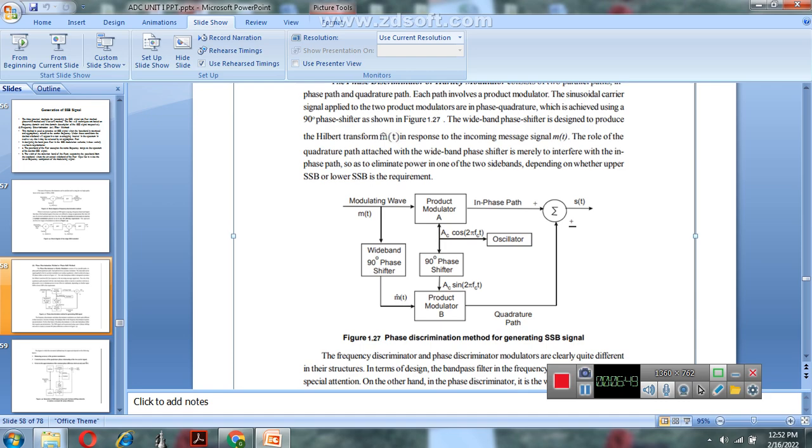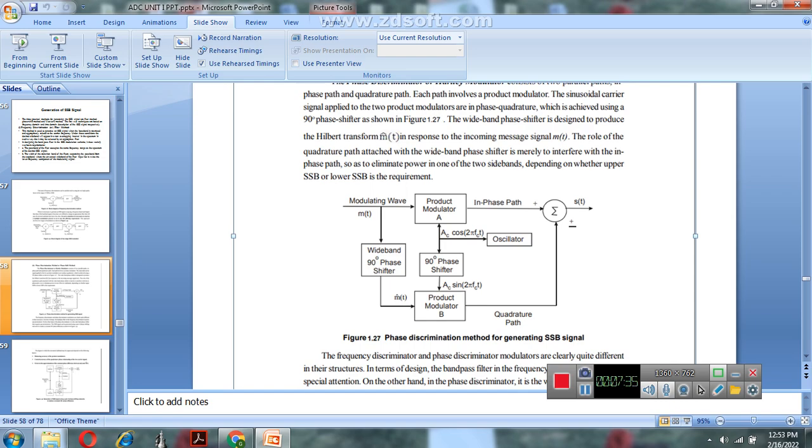So this is the phase discrimination method for generating the SSB signal. In the phase discrimination method, also called the Hartley modulator, it consists of two parallel paths, the in-phase path and the quadrature path. Each path involves a product modulator. These two product modulators each take two input signals, the modulating signal and the carrier signal. The phase discrimination method uses the Hilbert transform to generate the SSB signal.